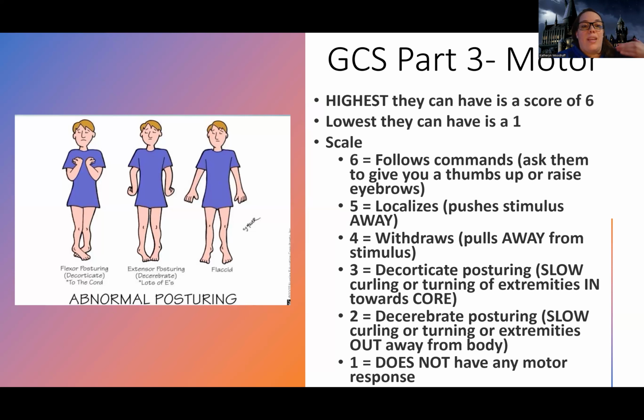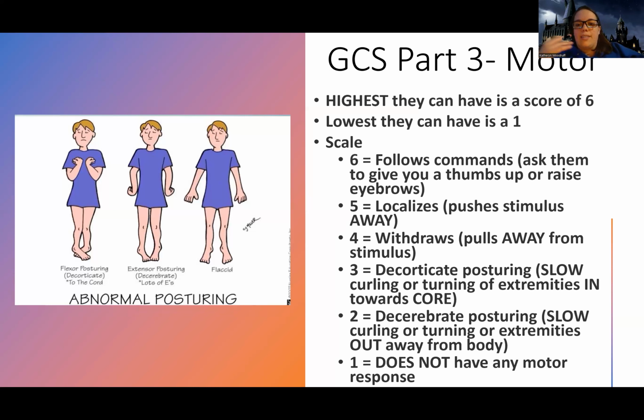A 6 would be that they can follow my commands. I usually try 2 commands, and if they can do only one, great. Don't throw a lot at them. I did the same thing when I first started, where I would sit there and say, okay, try this, try this, can you do this, can you do that? Just give them a little bit at a time, because remember, this is usually a person with a neurological problem.